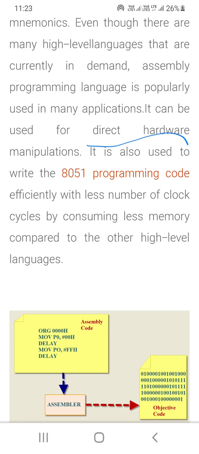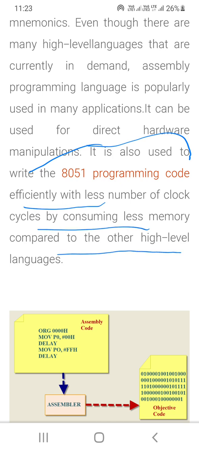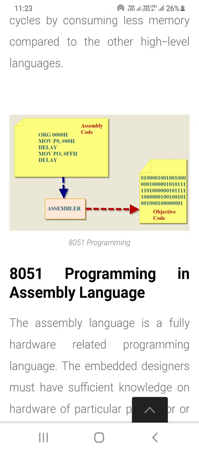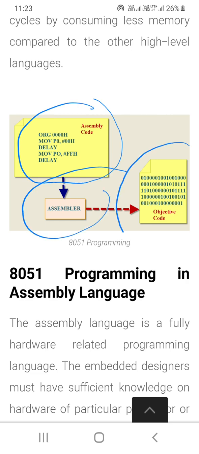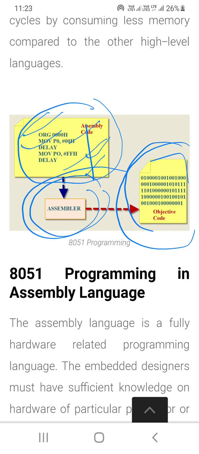It writes 8051 programming code efficiently, with fewer clock cycles and consuming less memory compared to other high-level languages. To understand the programming, you can see this is the assembly code, and these are the object code. If you want to write assembly code for the 8051, you need to start with ORG 00H, MOV P0, #00H, then DELAY and so on, and this assembler is going to convert the assembly code into the object code for the 8051.